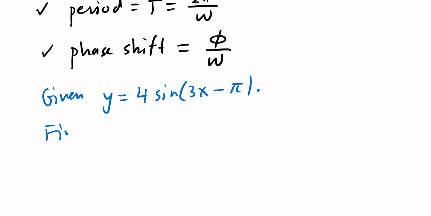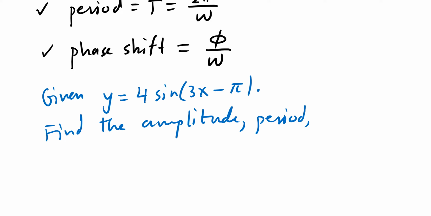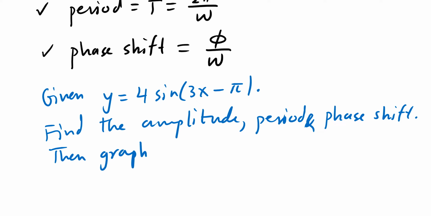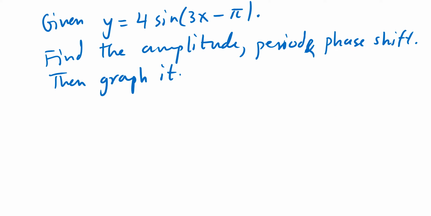We need to find the amplitude, period, and phase shift, and then graph it. Graph means sketch a graph. Let's start with this. The first one is the amplitude. That's the easiest one to find. Amplitude is always the absolute value of the number in the front, which is 4.